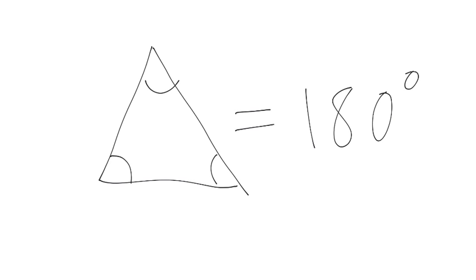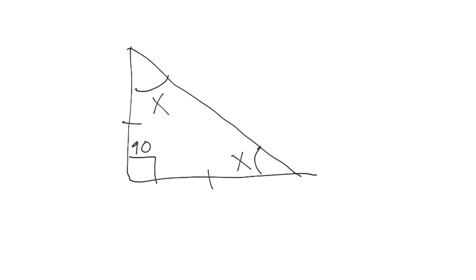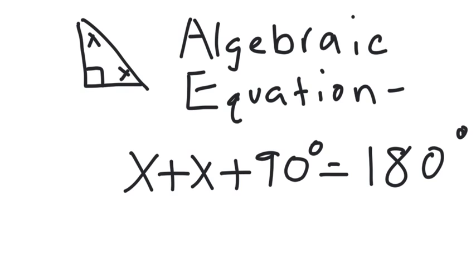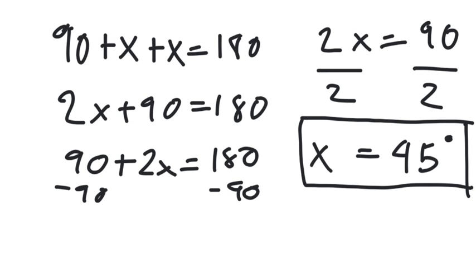As with any triangle, the total sum of all the angles within the triangle must be equal to 180 degrees. Since we are given a 90 degree angle with two congruent sides and angles, we can label these sides x. So now, if we put these angles into an algebraic equation, we get x plus x plus 90 equal to 180. We combine like terms to get 2x plus 90 equals 180.